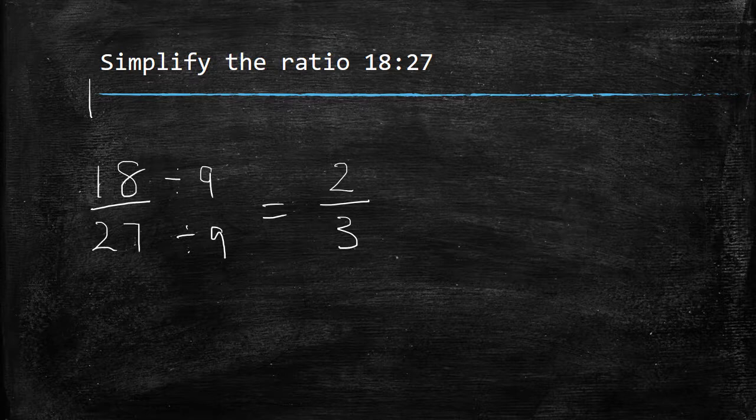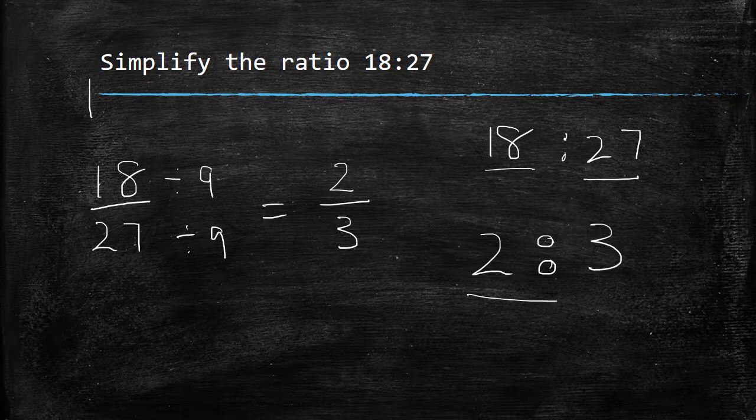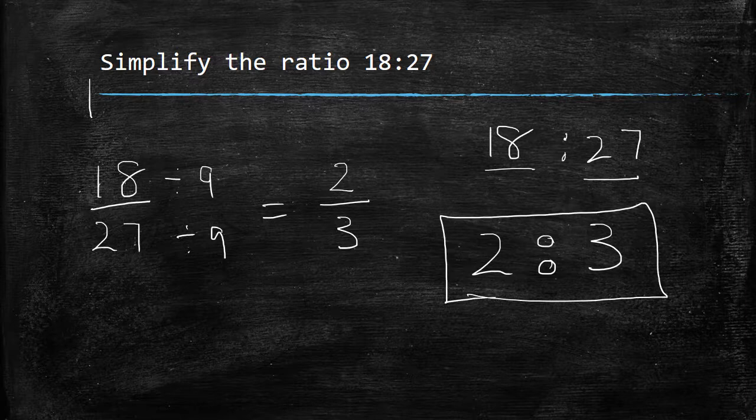We can do exactly the same with our ratios. We have to find out which number we can divide both sides by. So in this instance, we've got the ratio of 18 to 27, and we know that we can divide 18 by 9 and 27 by 9. 18 divided by 9 is 2, and 27 divided by 9 is 3. So there's our simplified ratio, 2 to 3.